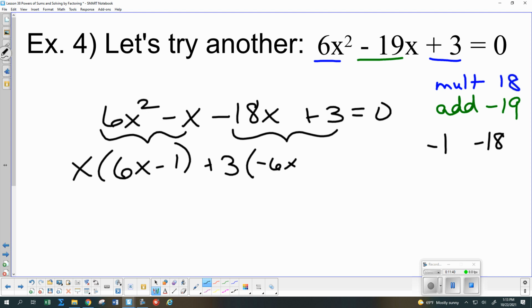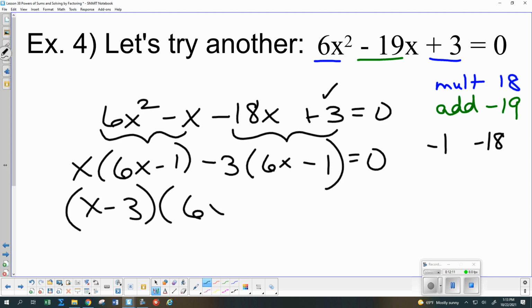My parentheses isn't matching. So when it's off by the plus or minus sign, I say, well, I'm going to try making that a minus 3 instead and see if that'll work. Minus 3 times plus 6x would give me minus 18x, so far so good. And minus 3 times minus 1 would give me the plus 3. So now I do have a matching parentheses. That means my factors are x minus 3 and 6x minus 1. I want to see equals 0 on every row if you want credit on your work. Factoring only works if it equals 0.